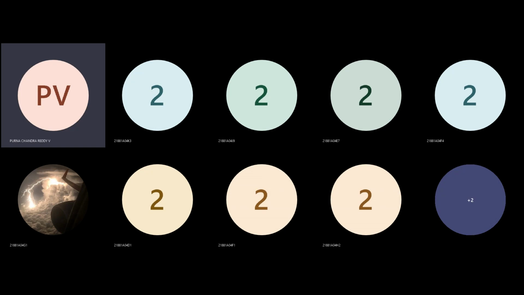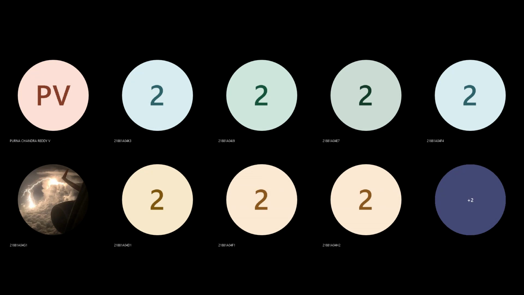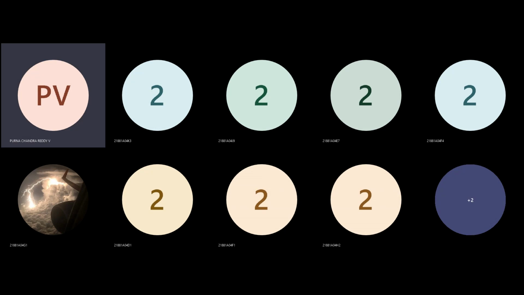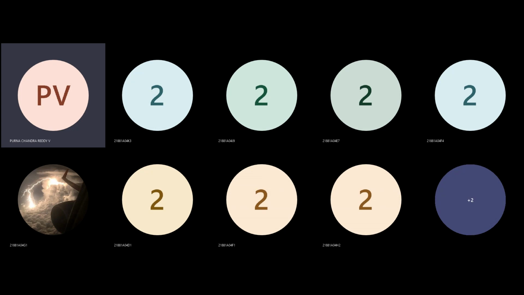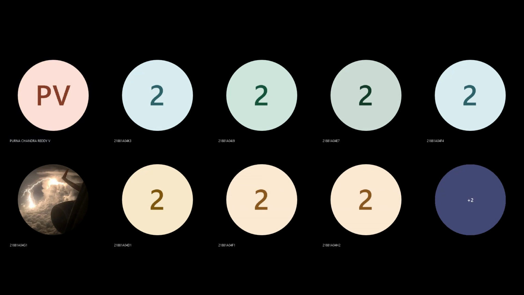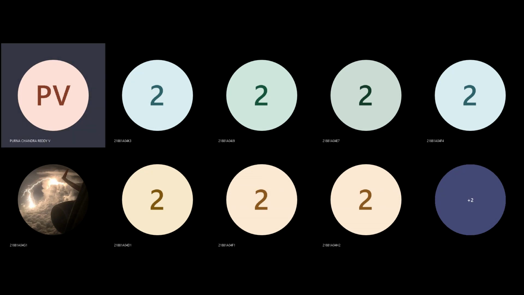How many full adders are required to implement a ripple carry adder? Suppose I want a 4-bit ripple carry adder. How many full adders are required? Tell me, any of you. Please respond. So for a 4-bit ripple carry adder, we require 4 full adders.